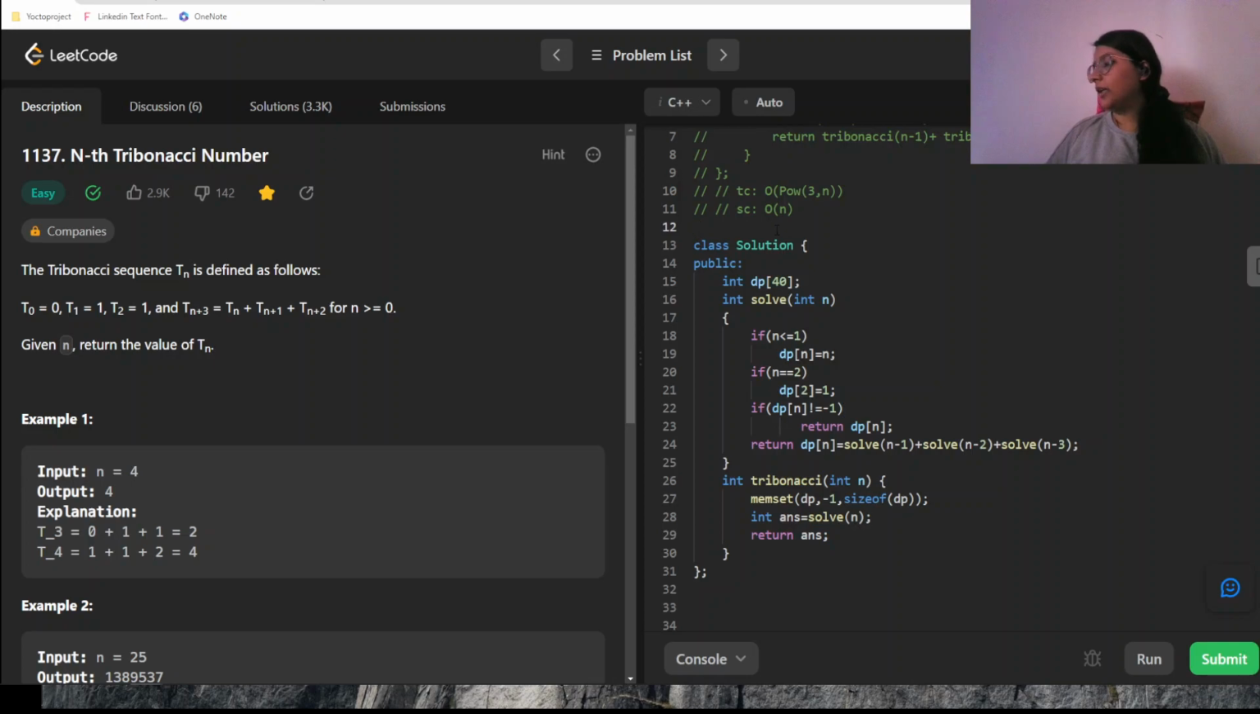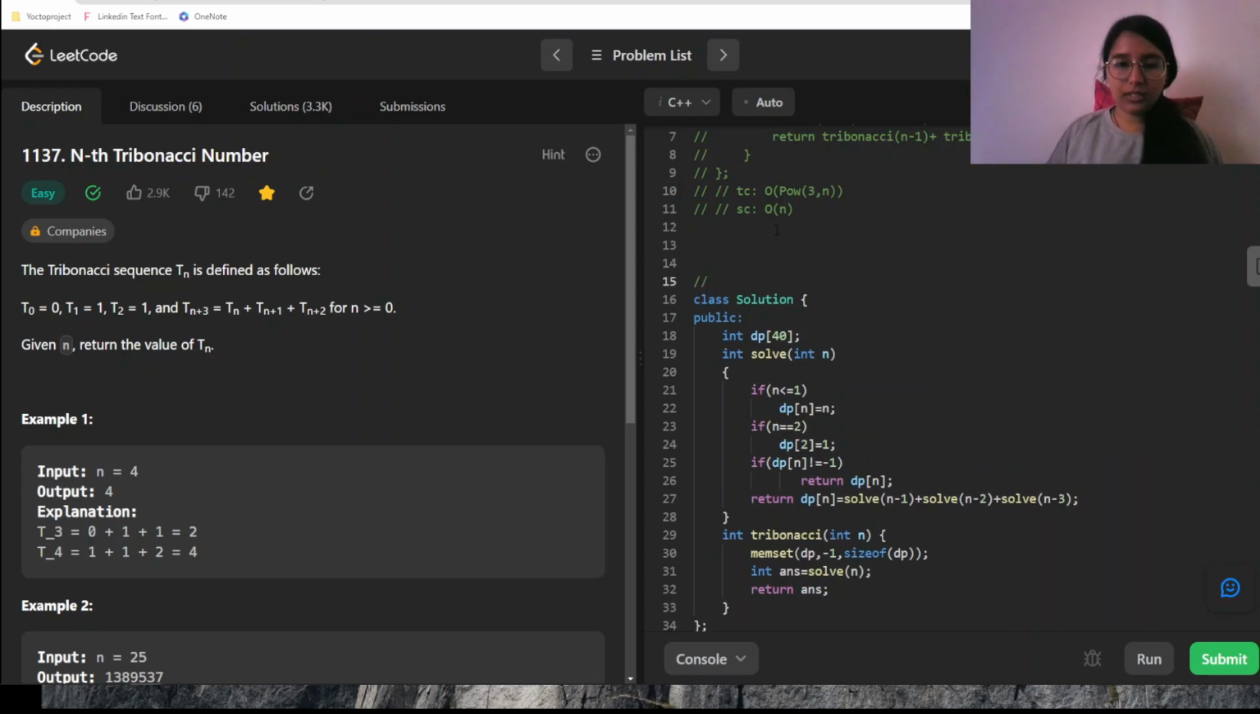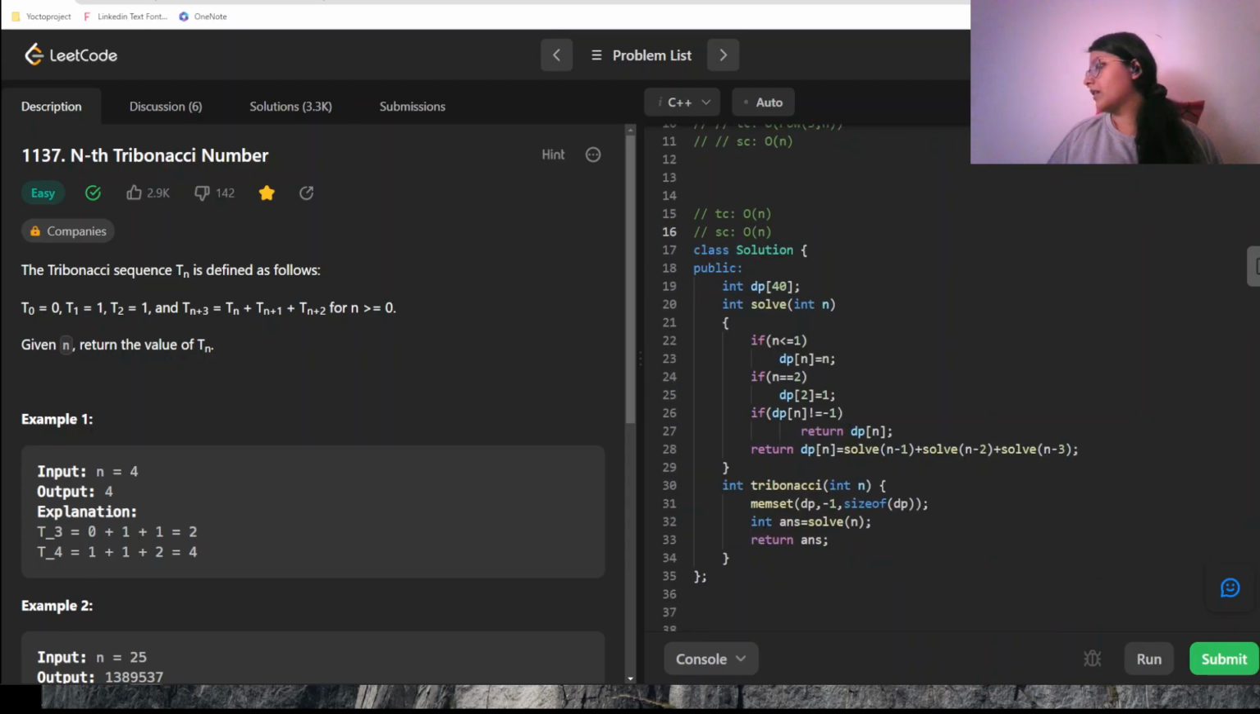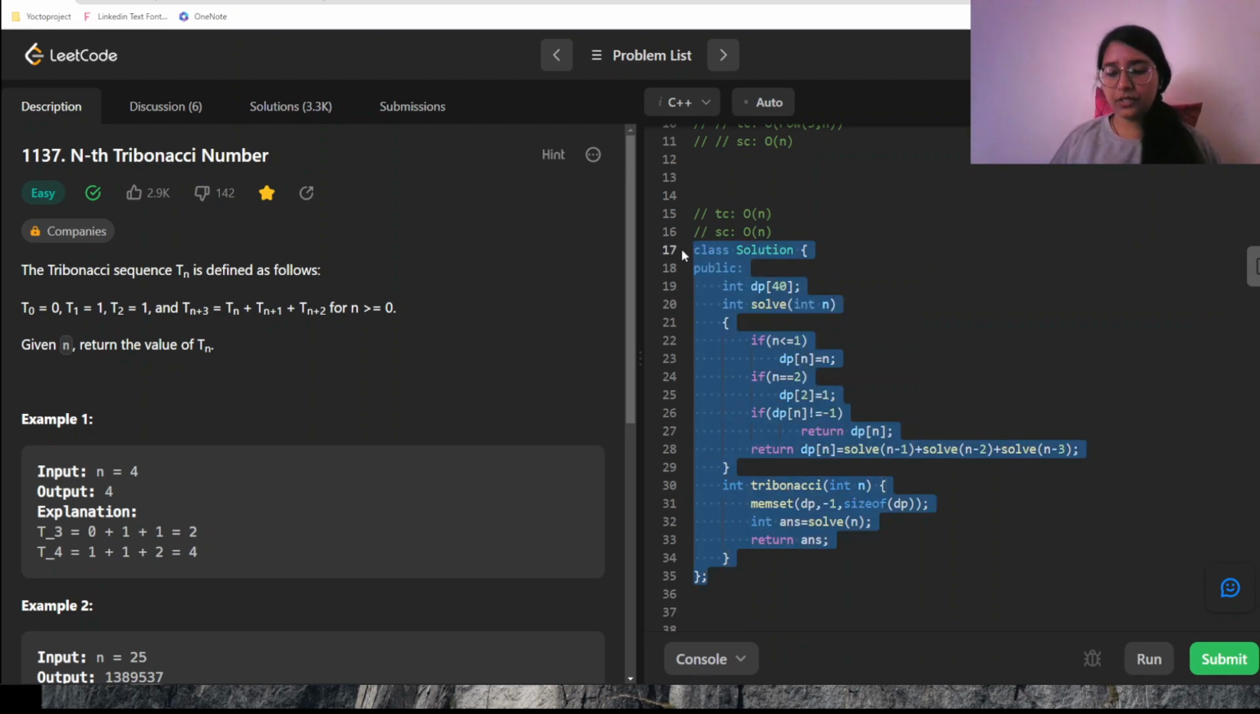So this particular solution has time complexity of order of n, and the space complexity here is again order of n. Here it becomes linear because we have already memoized this thing. So this was about our memoized solution, basically memoizing the recursive solution.